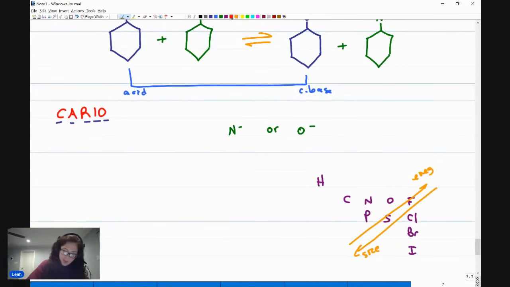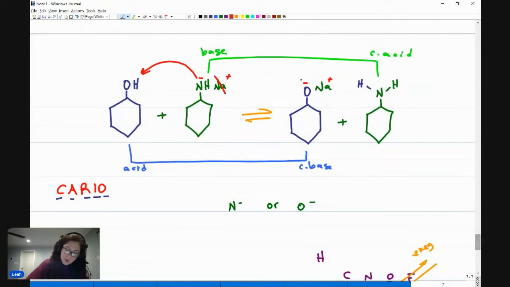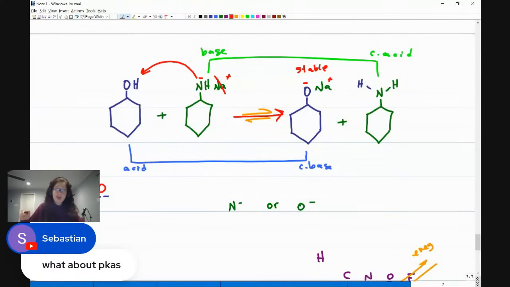So in this case, if I'm comparing N to O, O is more electronegative. Therefore, it is more stable. It is more capable of holding the charge. And if the one with the charge that is more stable is on the product side, equilibrium will lie to the right. Question, what about pKa's?